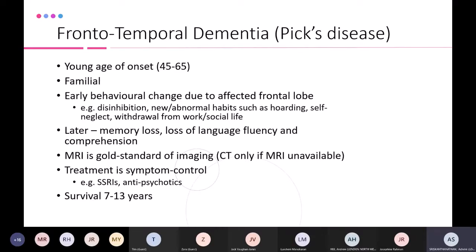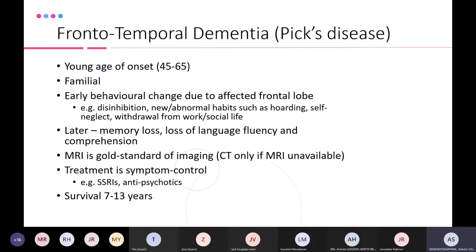And that's what controls your behaviour and your higher cognitive thinking. So you get these symptoms such as disinhibition, you develop these abnormal habits such as hoarding, neglecting yourself, social withdrawal, and not really focusing on your day-to-day life. So work, for example, socializing, just your normal activities of daily living as well.